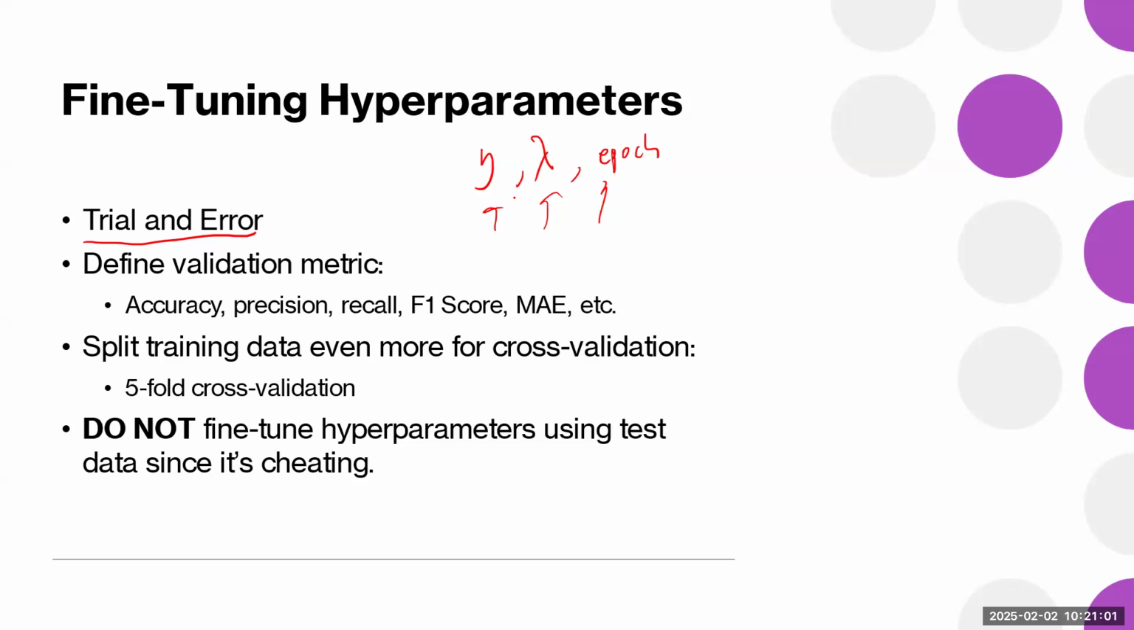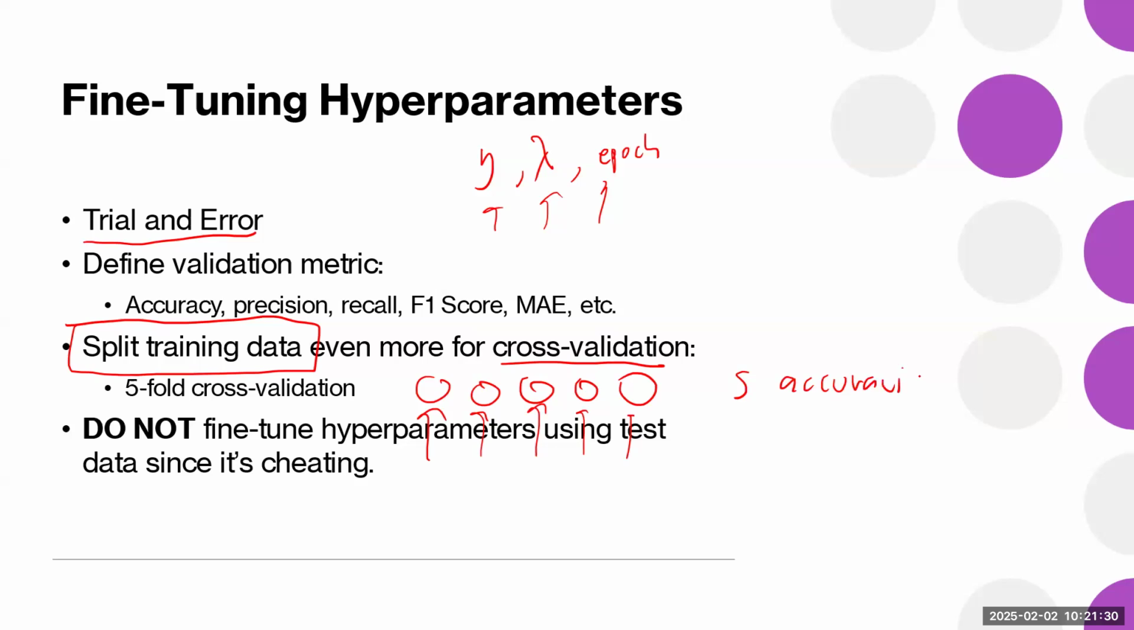And to do that systematically, you want to split the training data for cross validation. So basically, you split the data into maybe 5 parts, and then for each part, you hold it out and use the remaining 4 to train, and then you get 5 accuracies, and maybe you do some average. You can drop the maximum, drop the minimum, and then take the average of the middle 3. That would be the accuracy for one set of parameters. And then you do this for the other ones.